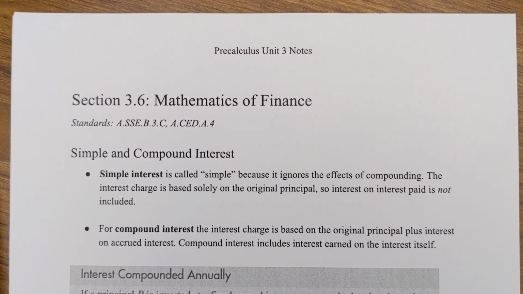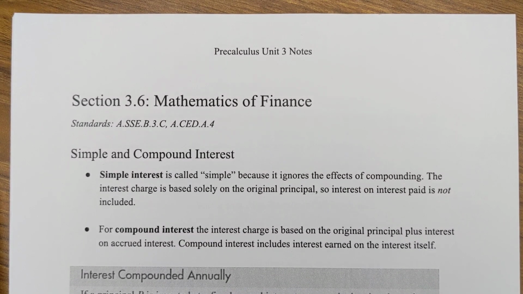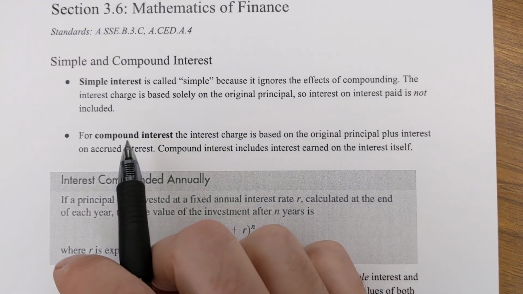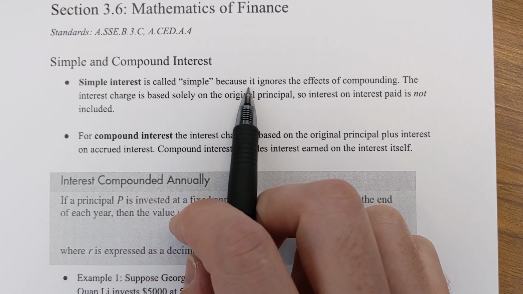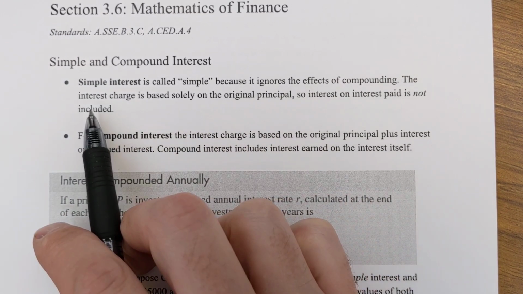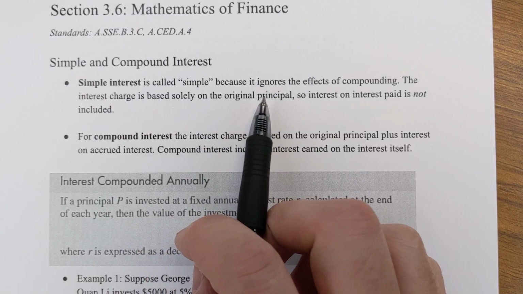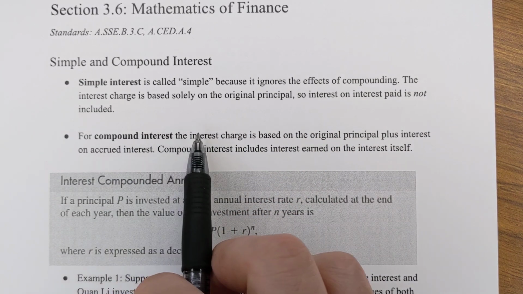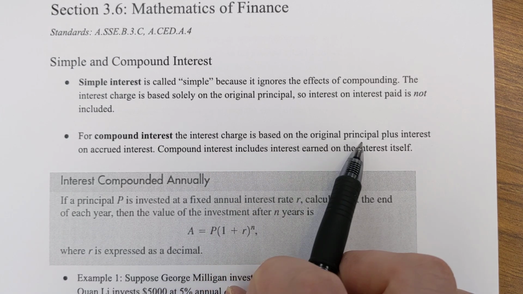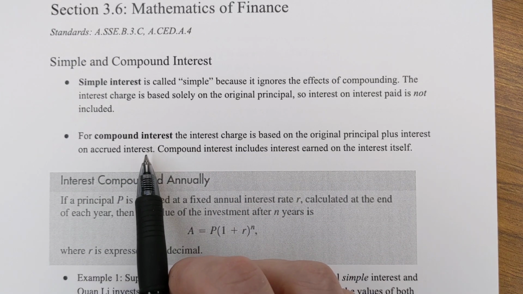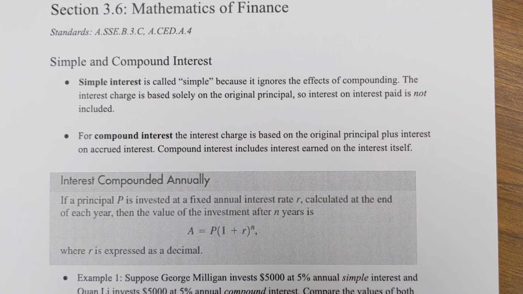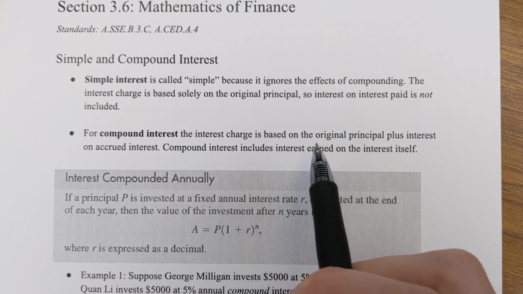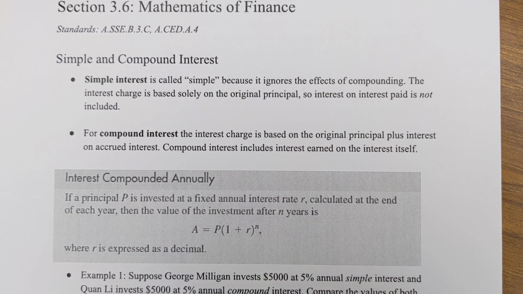Okay, so here are the notes for section 3.6, the mathematics of finance. So we've got two kinds of interest. You have simple interest because it ignores the effect of compounding. The interest charge is based solely on the original principal, so interest on interest is not included. Compound interest is interest charged based on the original principal plus any accrued interest, interest earned on interest itself.